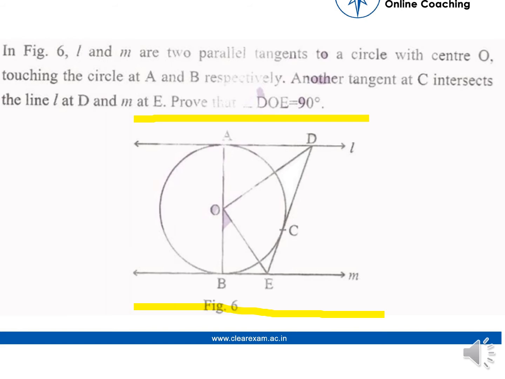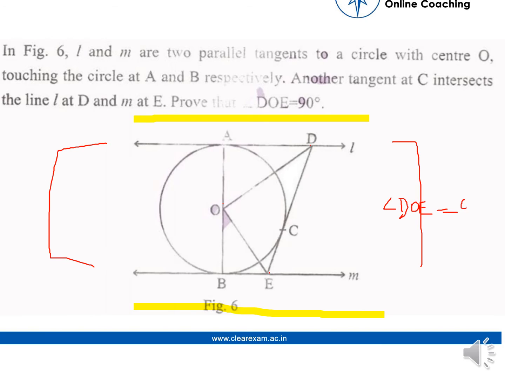Another tangent, C, intersects the line L at D and M at E. So there's another tangent which intersects line L at point D and M at point E. We need to prove that angle DOE equals 90 degrees. From this figure, we have to prove that angle DOE equals 90 degrees.